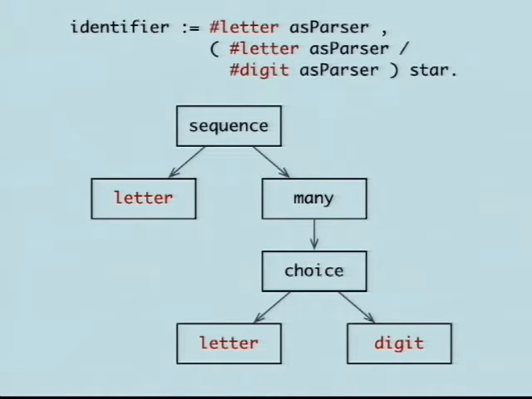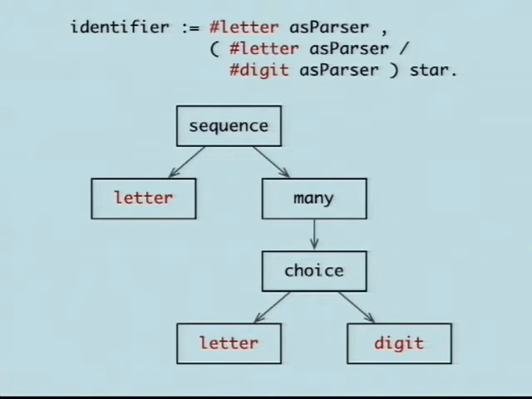So let's read this. At the grand level, we have a letter as a parser. Then this is followed, so we have a sequence here. Then we have many, the star at that level. Star is zero or more, that's what I want to say there. Then a choice inside, and the choice is between a letter and a digit. This is the machinery that we have inside.